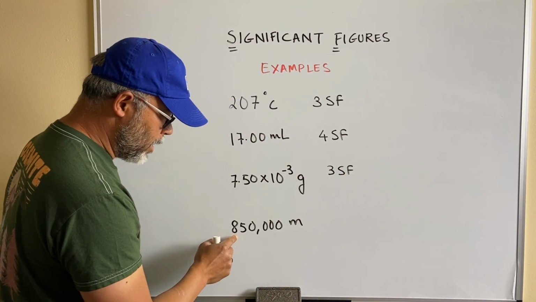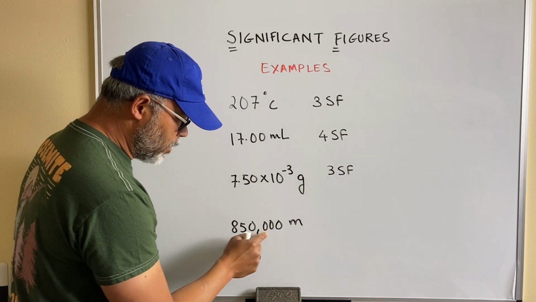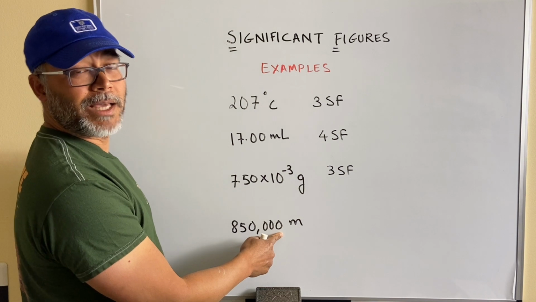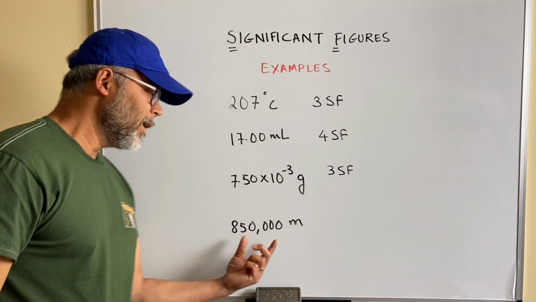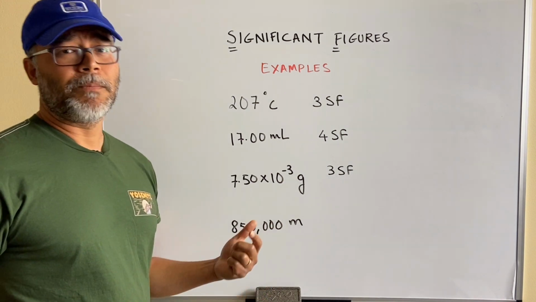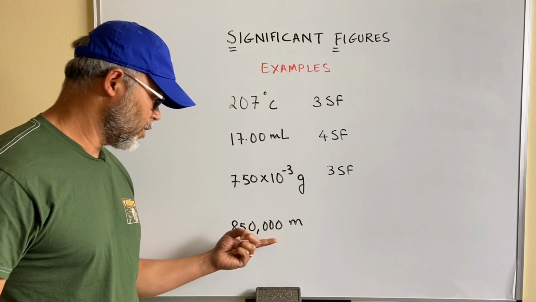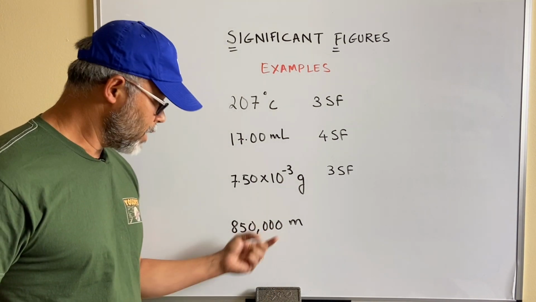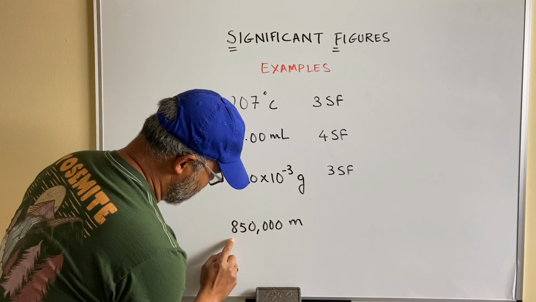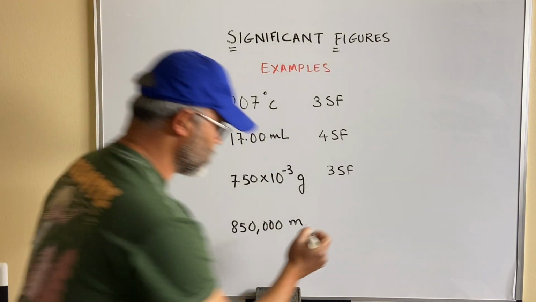And then the last one, we have 1, 2, 3, 4 zeros sitting in a number which does not have a decimal place in it, okay? And when there's no decimal place and the zeros are at the end of the number, those are placeholder zeros, okay? So these guys are placeholders, ignore them. So you just cover them up like this, and therefore you have only 2 significant figures in this number.